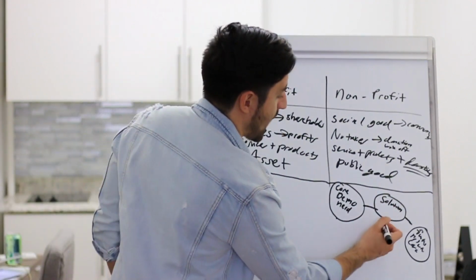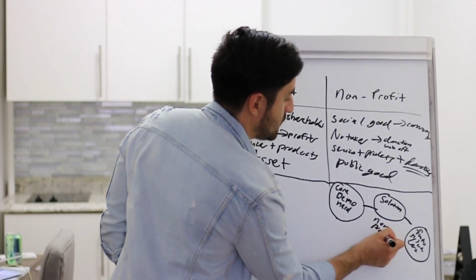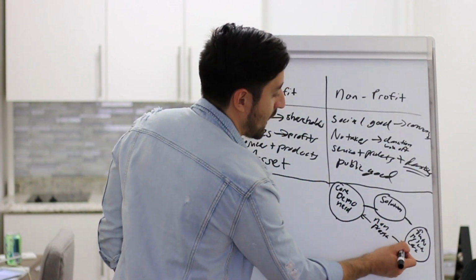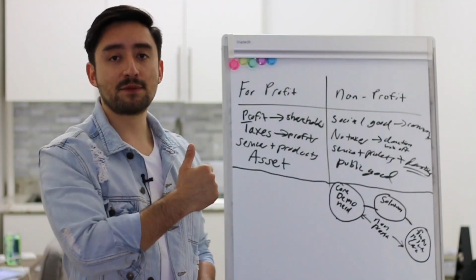So the nonprofit acts as an intermediary between these two different groups: the people that are suffering or that have a need, and the people that care about helping or seeing that need in some way alleviated. Now, here's the difference with a for-profit.